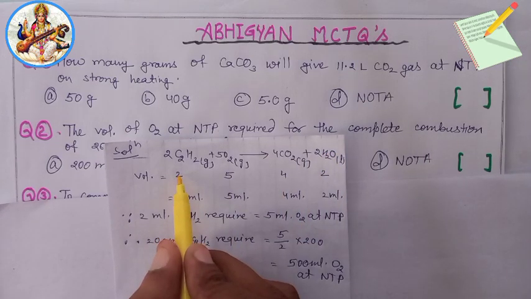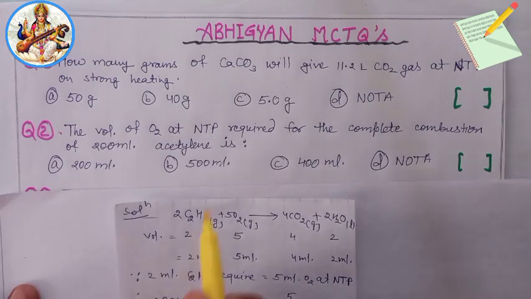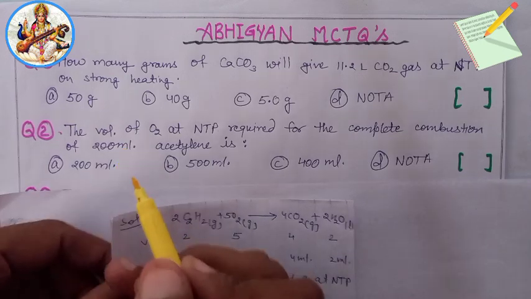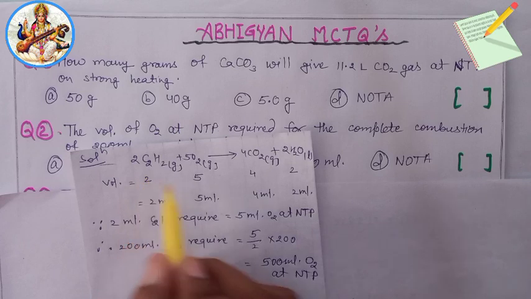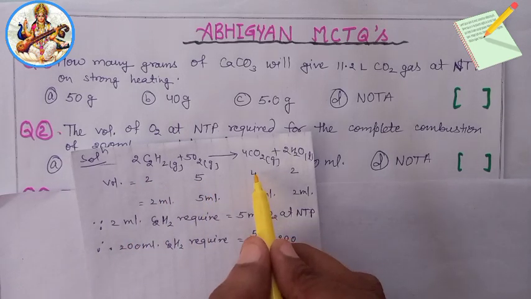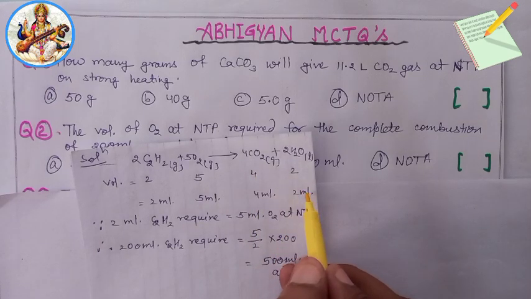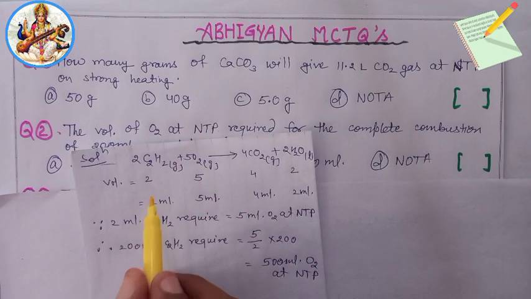2 moles means here, since volume is given in milliliter, 2 milliliter, 5 milliliter. Similarly, 4 means 4 milliliter and 2 means 2 milliliter under the same conditions.